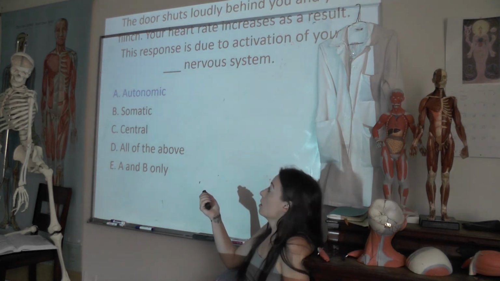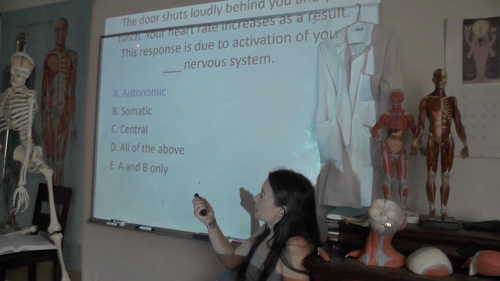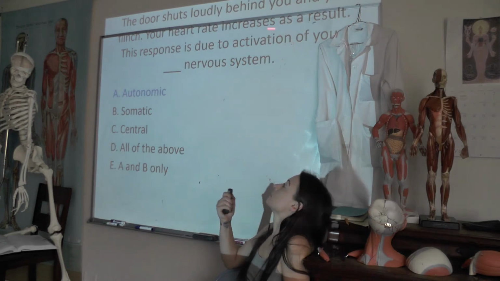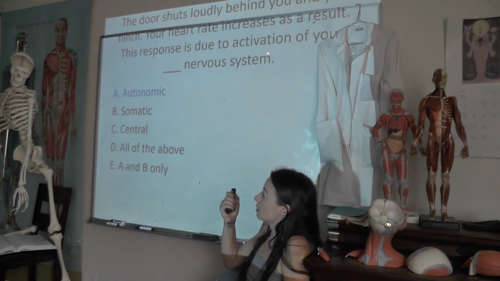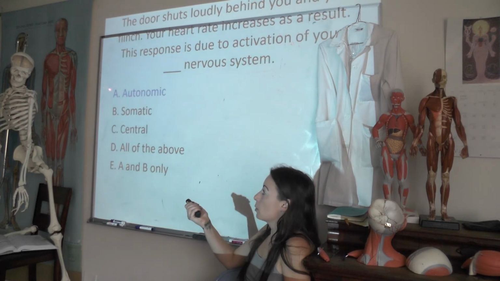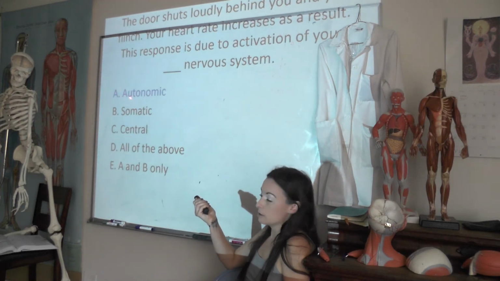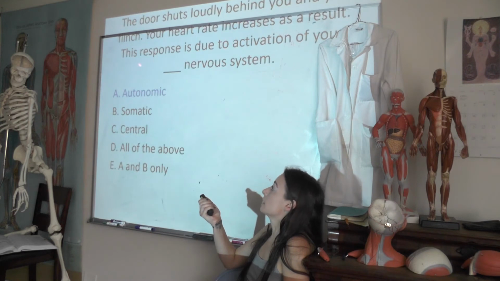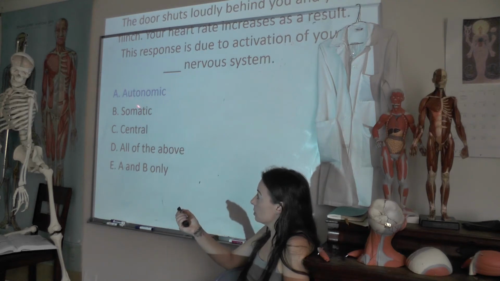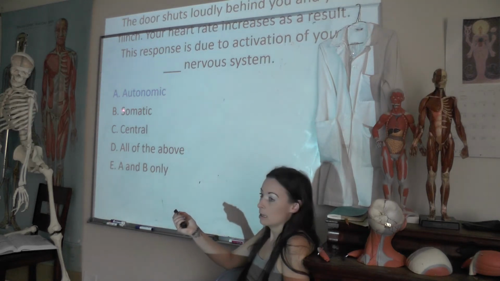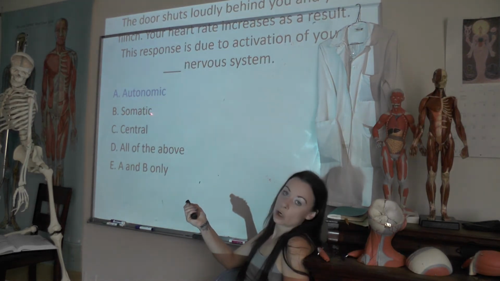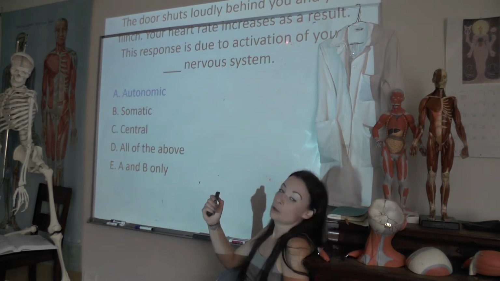Yeah, A, autonomic. So the other way to ask this question is: the door shuts loudly behind you and you flinch. Your heart rate increases as a result. These responses are due to activation of the blank. And some people would still choose A because you don't necessarily think about the flinch that you're doing. But if it said these responses, both of those responses would be due to activation of the autonomic and the somatic nervous system. If you don't have somatic lower motor neurons synapsing onto skeletal muscles, you don't flinch.